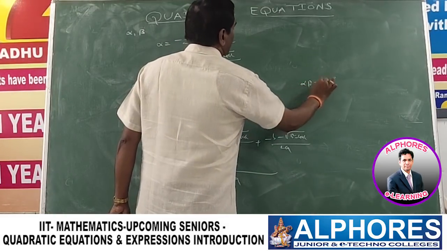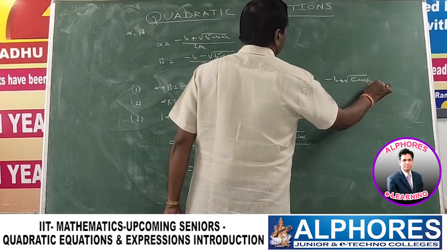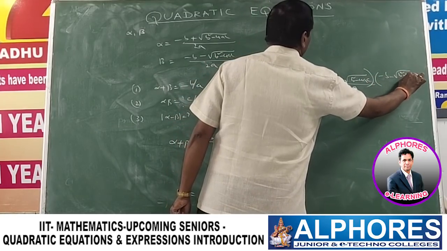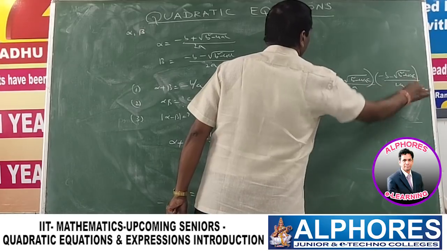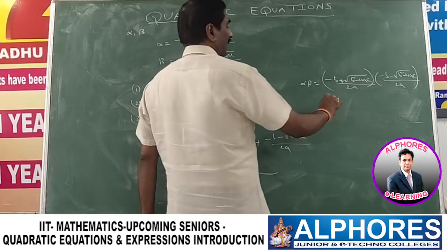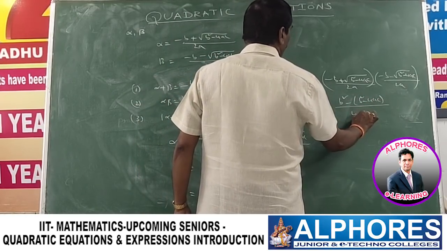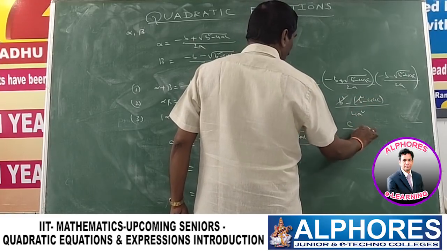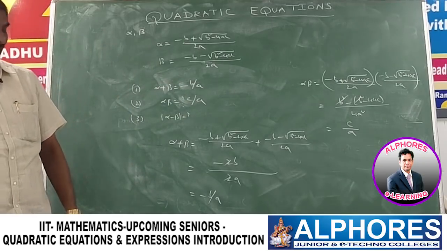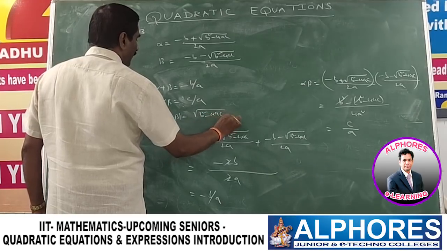Here alpha beta is equal to minus b plus root over b square minus 4ac by 2a into minus b minus root over b square minus 4ac by 2a. The numerator is in the form of a plus b into a minus b, so a square minus b square. That means b square minus 4ac by 4a square, that means c by a. So the product of the roots is equal to c by a. The difference of the roots is root over b square minus 4ac by mod a.